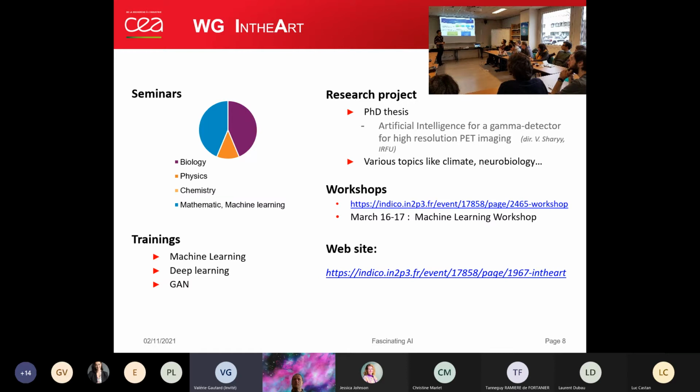We organize training. Trainings are done by experts of our group. We have organized machine learning training, deep learning training, and GAN, generative adversarial networks, training. We have a research project. We have some PhD theses on various topics like climate, neurobiology, magnets, and so on. We have workshops. We will have one in March on the 16th and 17th, a machine learning workshop. And we have a website which is regularly updated, and you can find all the information.